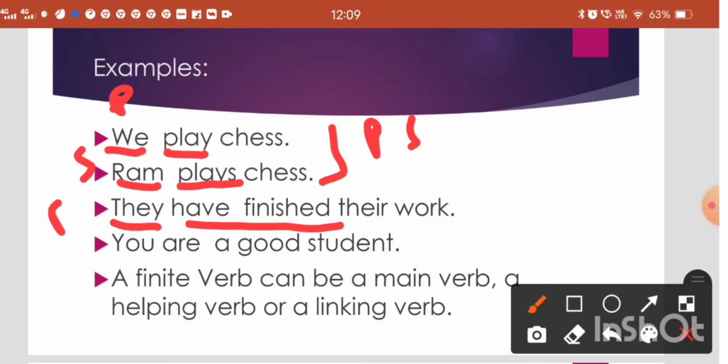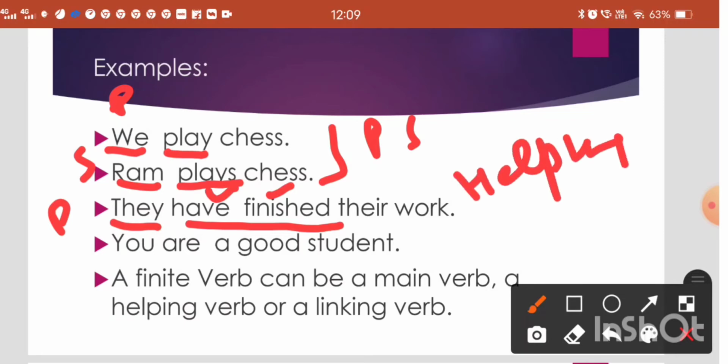They is a plural subject, third person pronoun, and we have used a plural verb, that is have finished. So here have is the helping verb and finished is the main verb. And here play or plays are main verbs. So again, have finished is affected by the number and person of the subject, they.